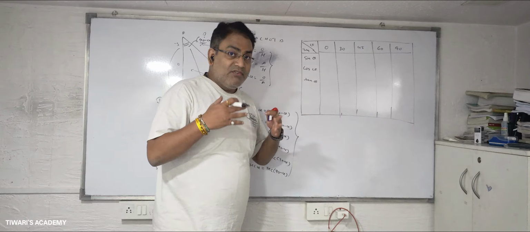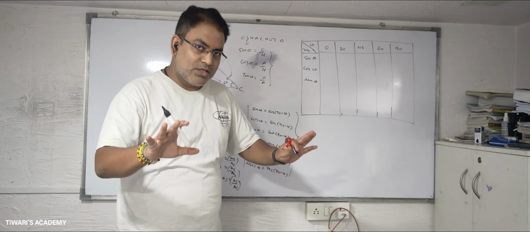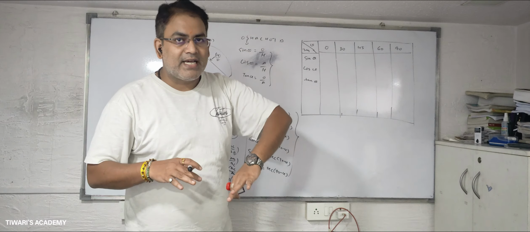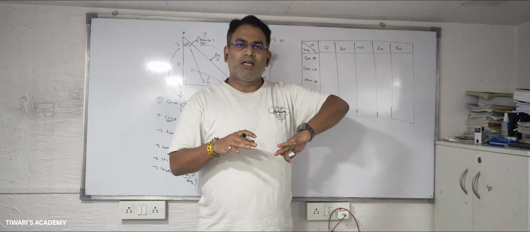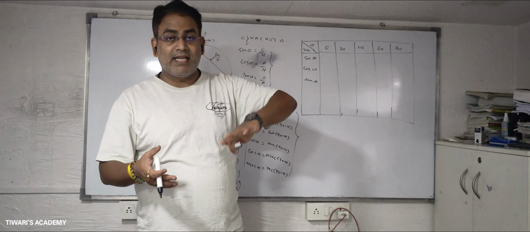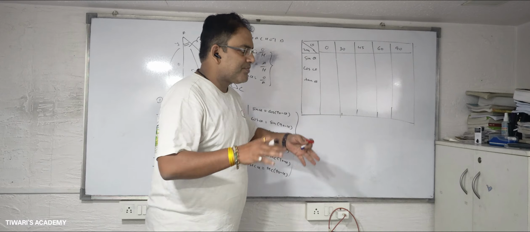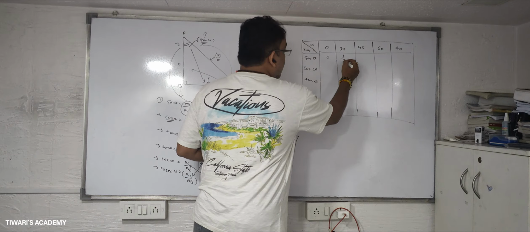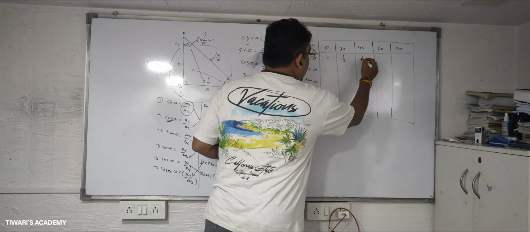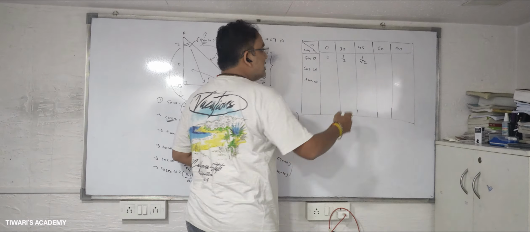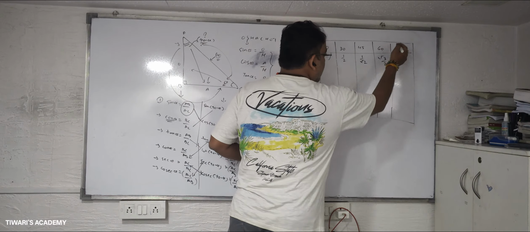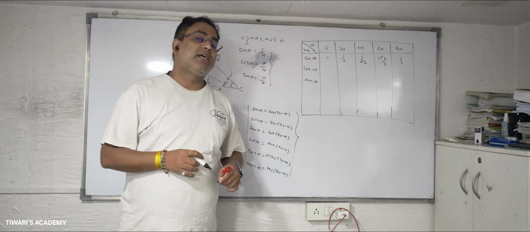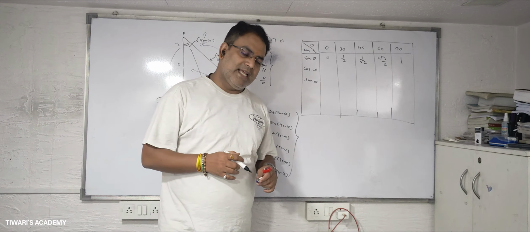Now I will tell you the values. Just listen to them, and then I will show you how to make the table without memorizing the values of sine 0, 30, 45, 60, 90. So sine 0 is always 0. Sine 30 is 1 by 2. Sine 45 is 1 by root 2. Sine 60 is root 3 by 2, and sine 90 is 1. These are the standard values of sine 0, sine 30, sine 45, sine 60 and sine 90.